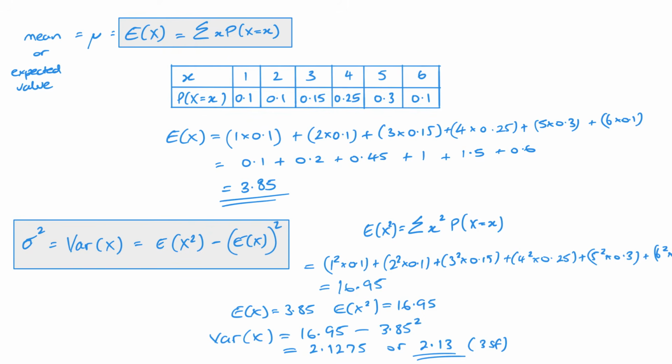It's quite easy to do. Sometimes in some questions you might actually need to find E of x squared when you know the expected value and the variance. So you might need to use this formula rearranged to find this. You don't always need to find E of x squared from a table. Sometimes you might be given the variance and the expected value.